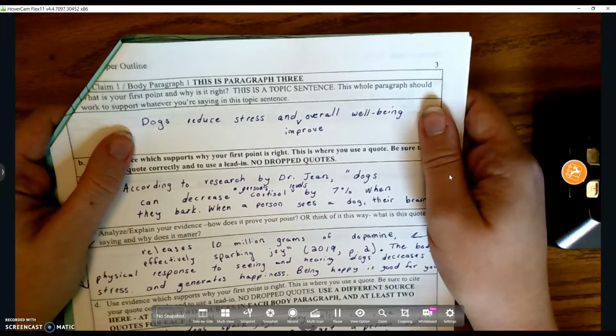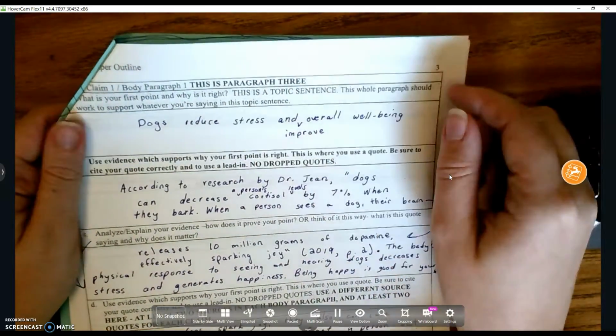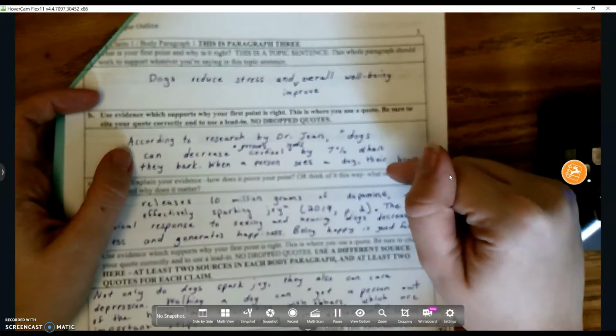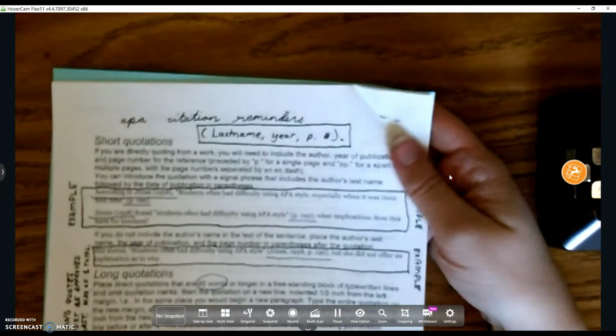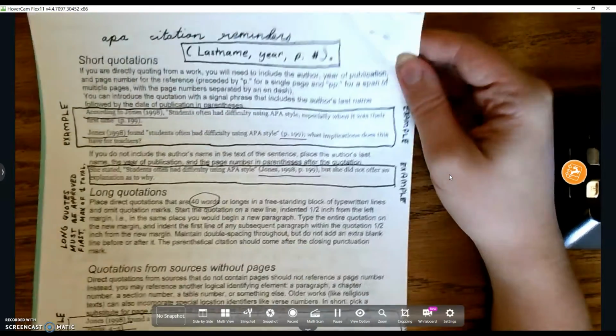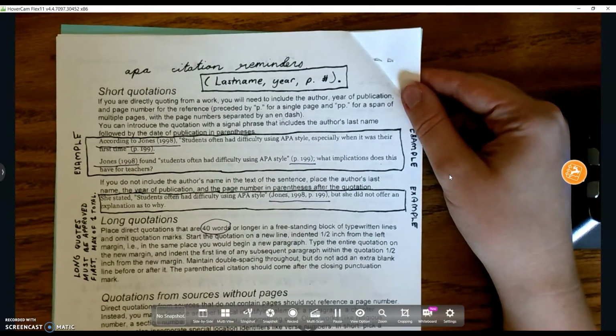Starts with that first topic sentence. Dogs reduce stress and improve overall well-being. So now I need a quote. I need to introduce the quote with my own words, and I need to make sure that I use a citation. The very last page of your packet is an annotated copy of the resources that you received in class when you started on your annotated bibliography.